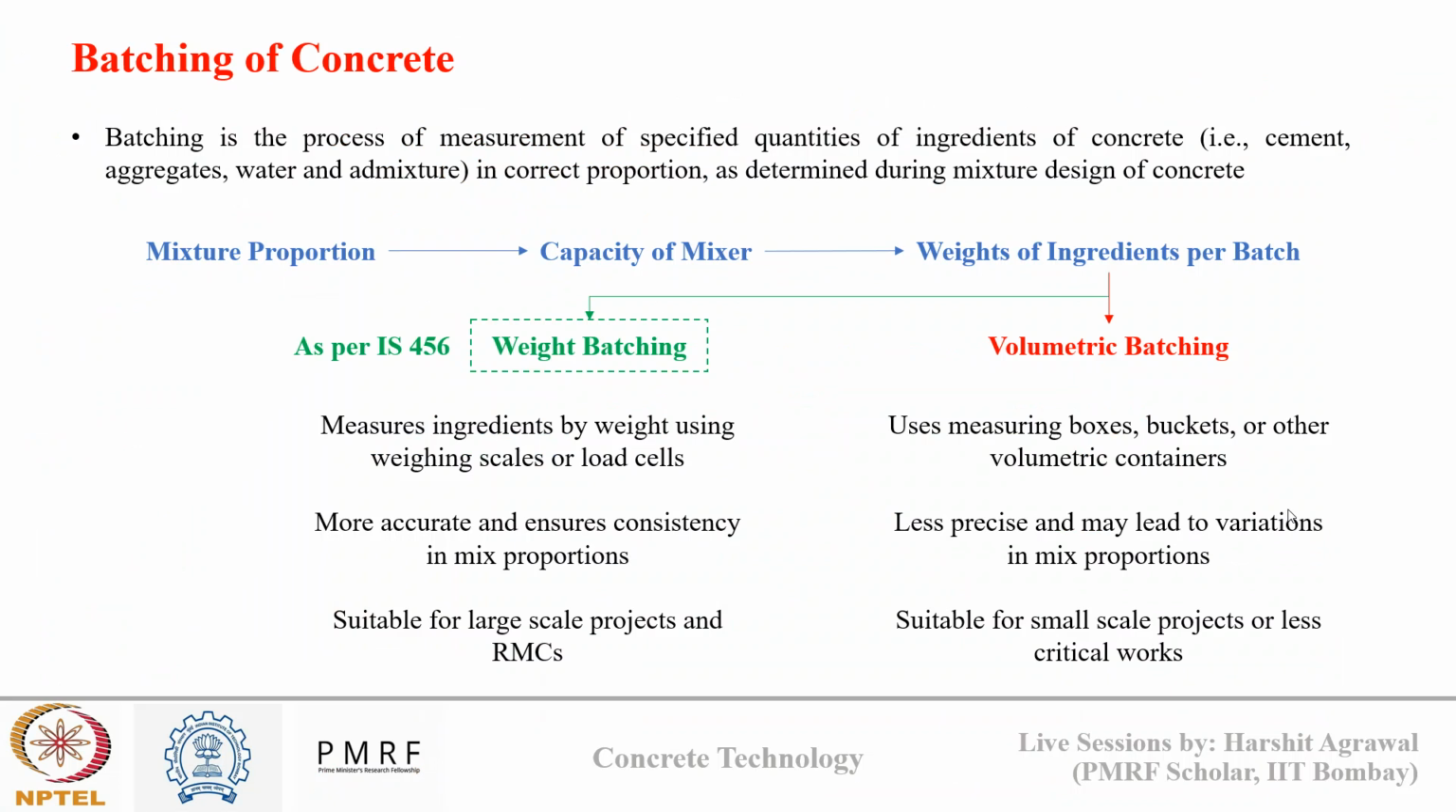Batching is a process of measurement of specific quantities of ingredients of concrete like cement, aggregate, water, and admixture in the correct proportion as determined during the mixture design of concrete. Now why do we require batching? Because from the mixture proportion we get the quantity of each material per meter cube of concrete. If you remember, whenever we talk about concrete proportioning, we consider 1 meter cube of concrete.